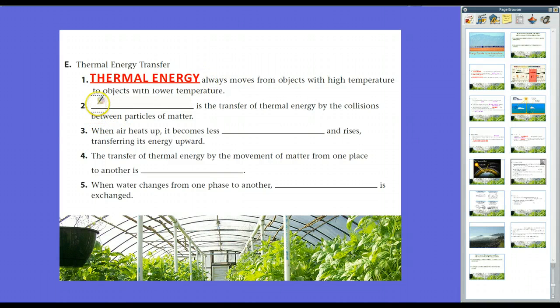Now, like I just showed you in the example, conduction is the transfer of thermal energy by the collisions between particles of matter. Heat is transferred when one molecule bounces into another. Now, when air heats up, it becomes less dense and rises, transferring its energy upward. That's because the atoms are moving around so quickly, they're not so much packed together. So energy always goes upward. The transfer of thermal energy by the movement of matter from one place to the other is what we call convection. And a lot of the thermal energy transfer on Earth is actually through convection.